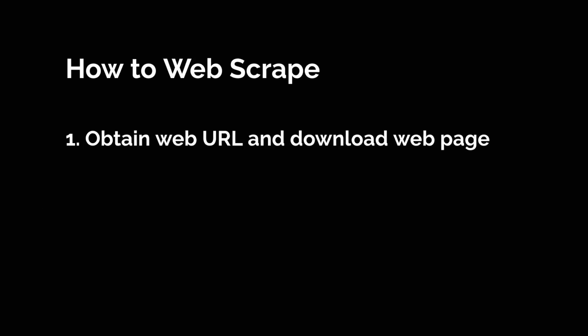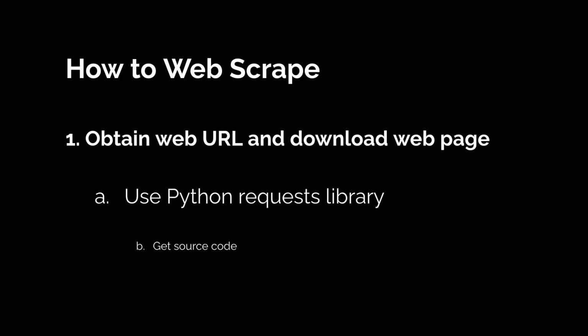Let's talk about the general process for web scraping. Step 1, you obtain your web URL and you download that web page. So you actually find the site that you want to scrape. This can also be multiple sites. And you can either use the Python requests library or you can just get the source code for the site.